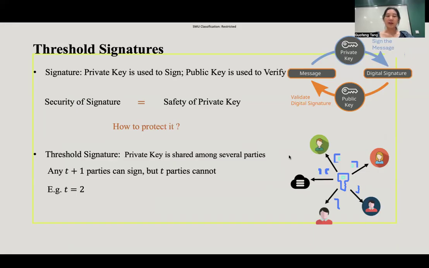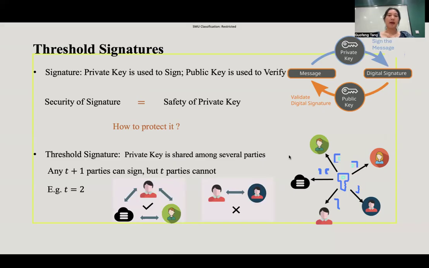And the threshold signature can do it, where the private key is shared among several parties. Any T+1 parties can sign, but T parties cannot. The T is the threshold value. For example, if T is 2, any 3 parties can sign, but any 2 parties cannot. The threshold signature can provide high-level private key protection.